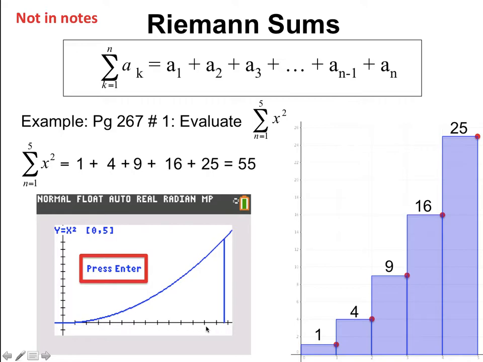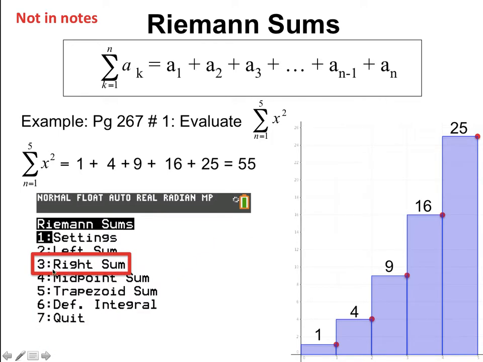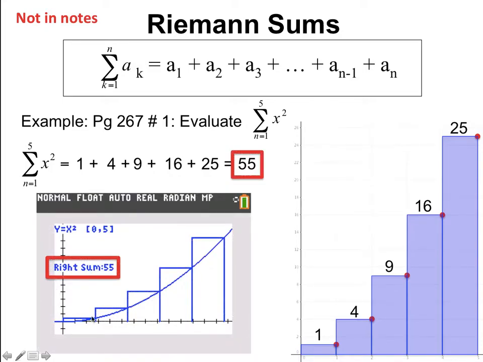The tick marks are kind of irrelevant, but we're going from 0 to 5. And then it allows you to do all of the sums. So this is a right Riemann sum. This is an R-RAM, a right rectangular approximation. Those terms are used synonymously. And so we're going to pick option 3, a right sum. And it's going to draw it for you. And it's going to give you the value.